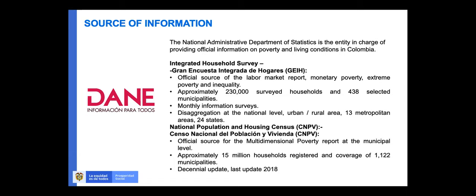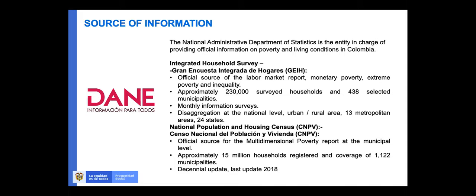In Colombia, we measure two kinds of poverty, multidimensional and monetary, and each has a different source of information for the measure. For multidimensional poverty, DANE uses the quality of life survey and the census for municipality reports. While for monetary and extreme poverty, DANE uses the integrated household survey. This survey is the biggest survey in Colombia, with around 230,000 households in the sample.